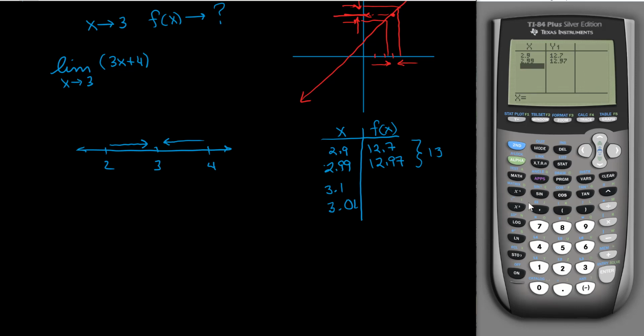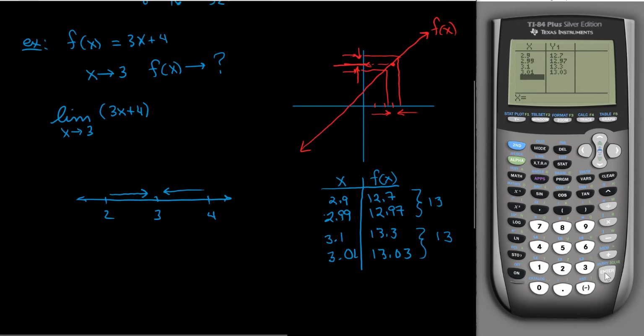We can also, with our calculator, explore values from the other side. So example 3.1, enter, then 3.01, enter. And if you look at these values coming in from the right, we have 13.3 and 13.03. Notice as the x value draws closer to the value of interest, x equals 3, our numbers look like they are approaching 13 again. So from either the left or the right, it looks as though we are approaching a y value of 13.